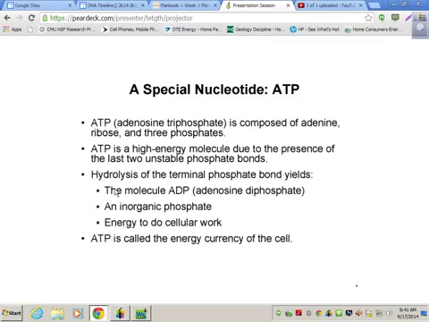Energy to do cellular work is harvested this way. This is how we get our energy for our cells to do their actual chemical reactions. And ATP is called the energy currency of the cell. This is how we transfer, store, and use energy in our bodies. This is how plants do it as well. This is no secret if you've had me for biology.